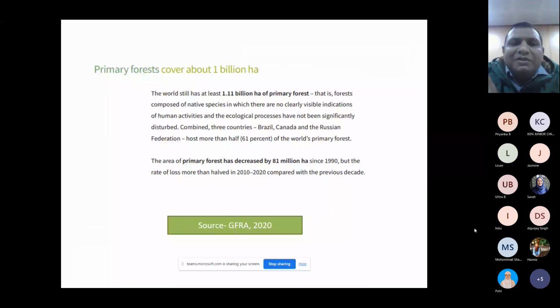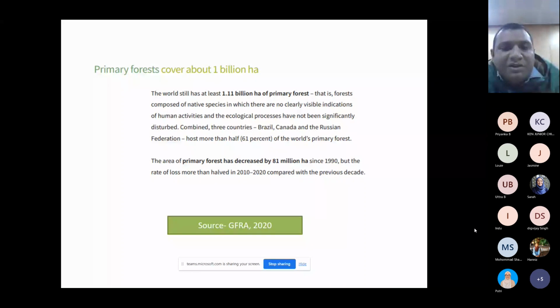So this slide is very, very important. Actually, the FAO comes out with this estimate of how many primary forests we have. Primary forests are the native forests, the forests which have evolved through interaction with the environment for millions of years. As of now, they estimated that we have around 1.1 billion hectares.